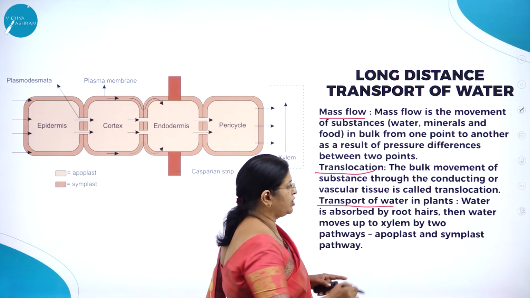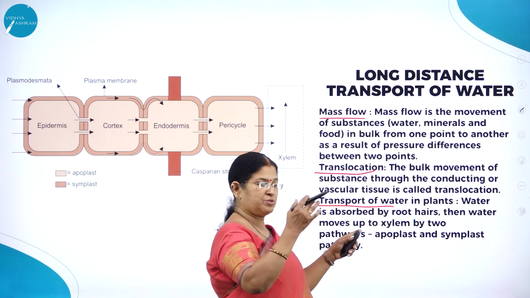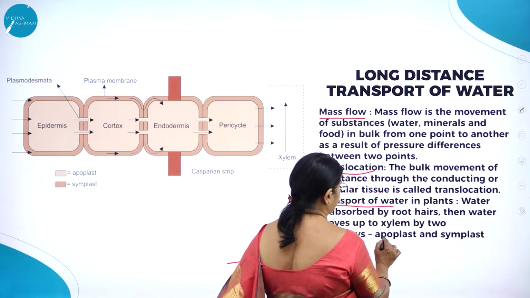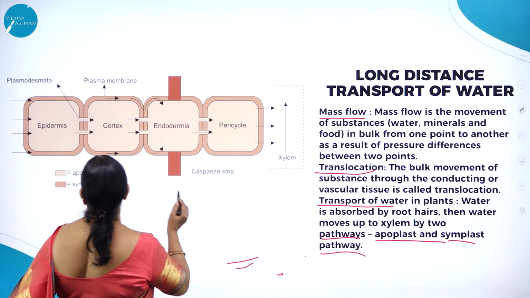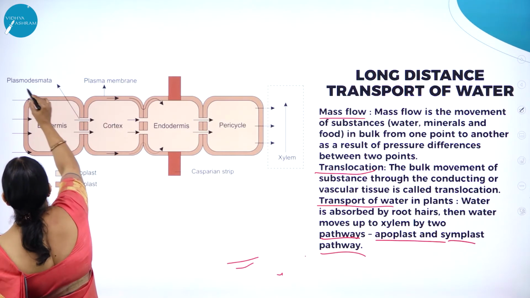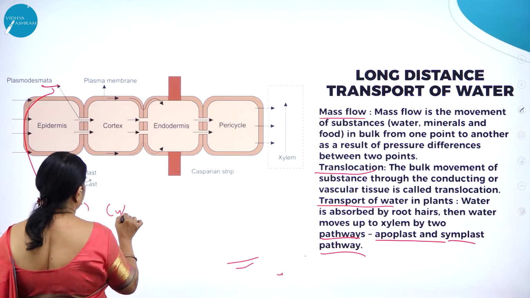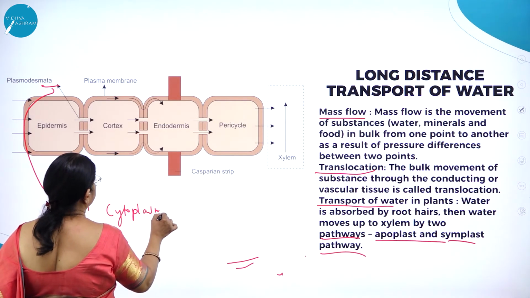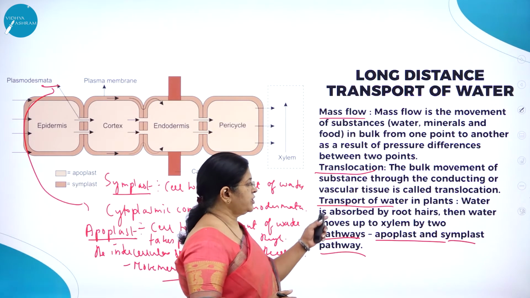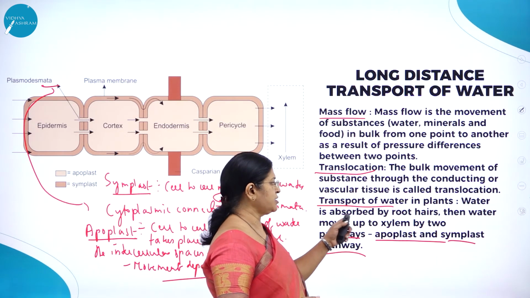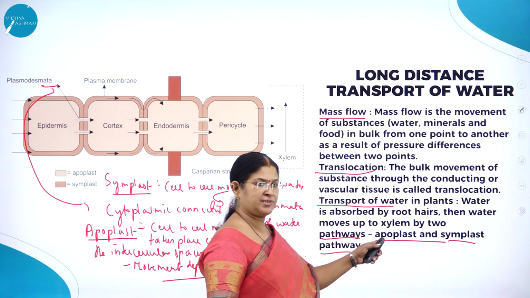So transport of water in plants, how does it take place? Water is absorbed by root hairs, then water moves up to xylem by two very important pathways called apoplast and symplast pathway. So now let us understand. Here you can see plasmodesmata. What is plasmodesmata? Plasmodesmata are cytoplasmic connections. So water is absorbed by root hairs, then moves up to xylem by two pathways, that is apoplast and symplast pathway.